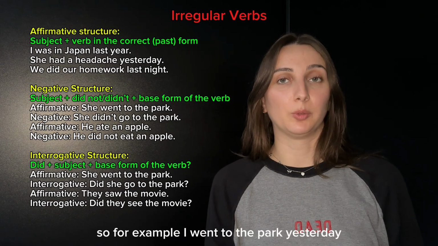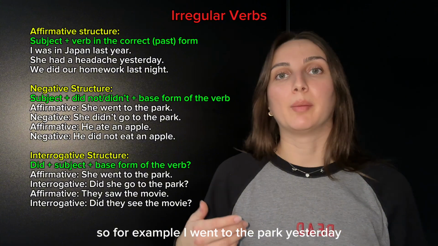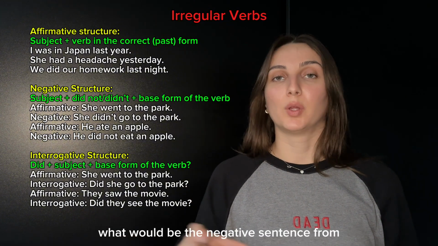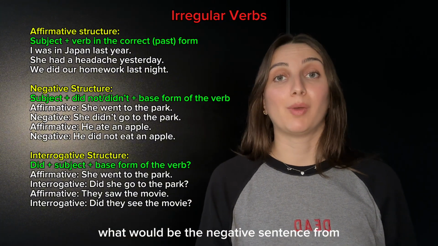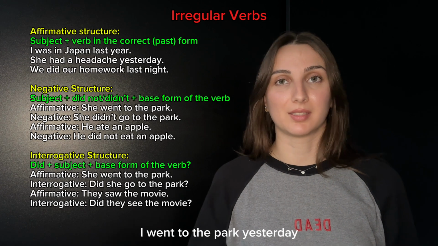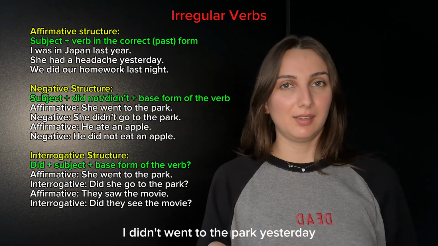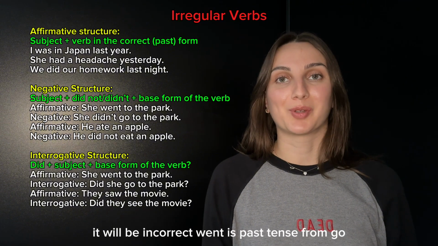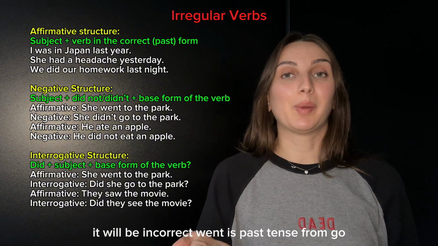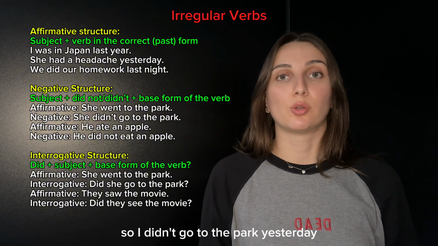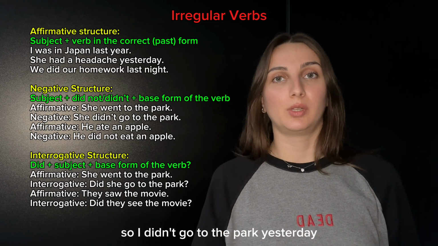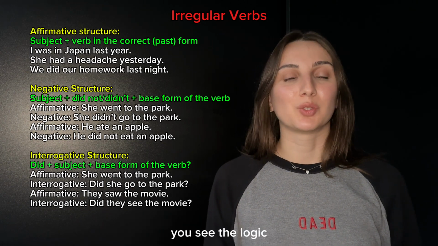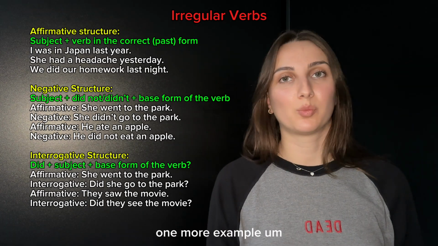So, for example, I went to the park yesterday. What would be the negative sentence from I went to the park yesterday? I didn't went to the park yesterday. It will be incorrect. Went is the past tense of go. So I didn't go to the park yesterday. You see the logic? One more example.